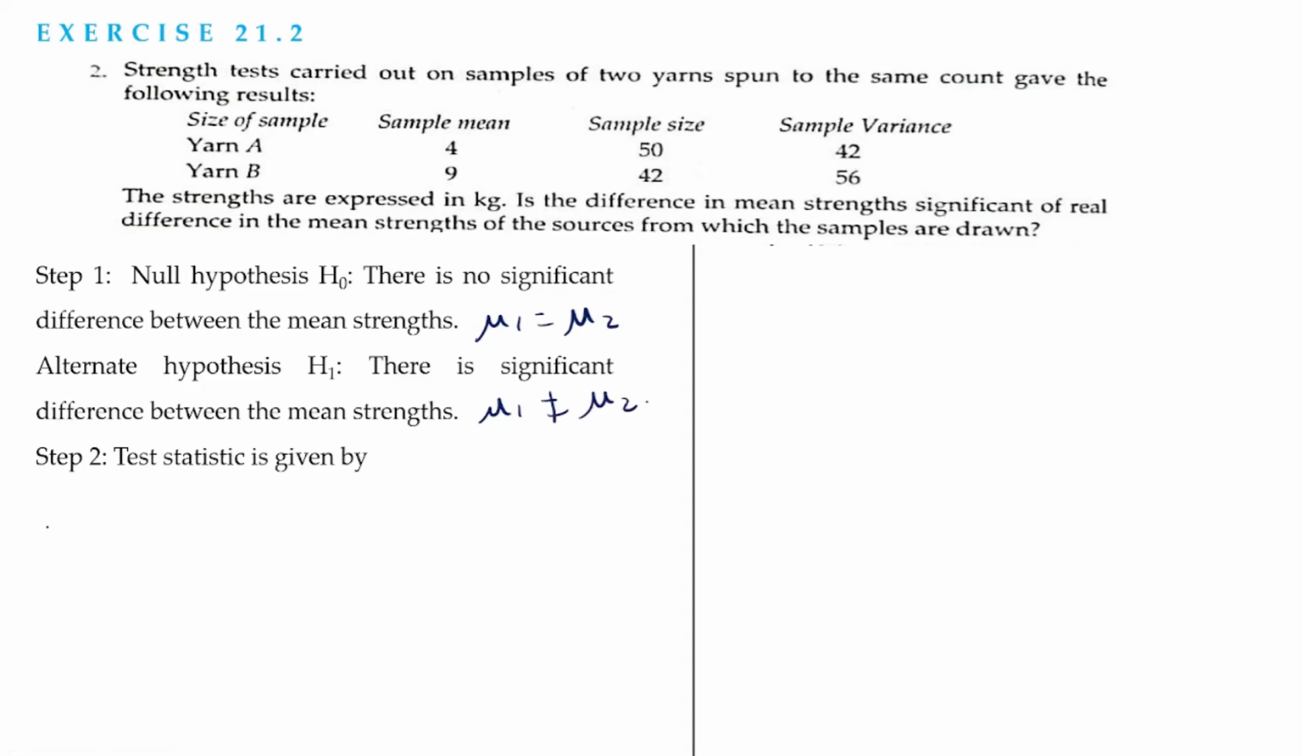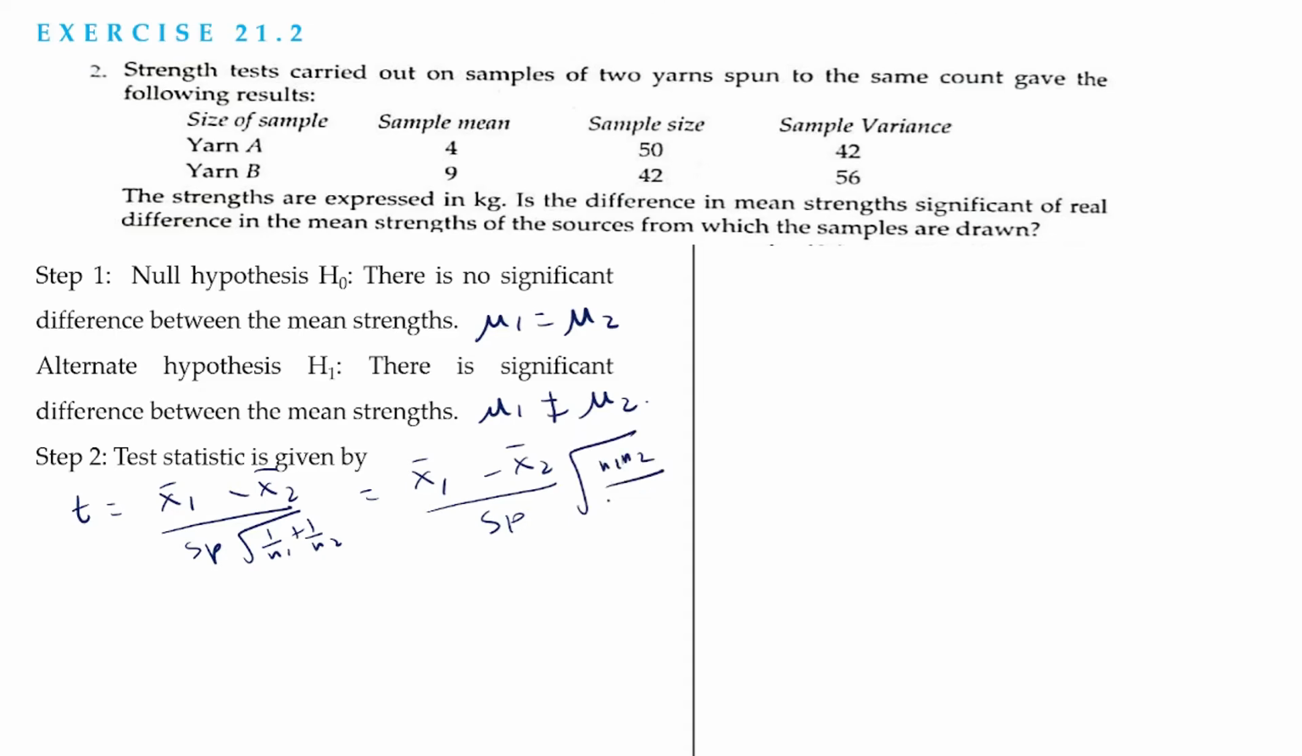Now the test statistic is given by t is equal to x1 bar minus x2 bar upon sp into root of 1 by n1 plus 1 by n2, or it is equal to x1 bar minus x2 bar upon sp into root of n1 n2 by n1 plus n2.